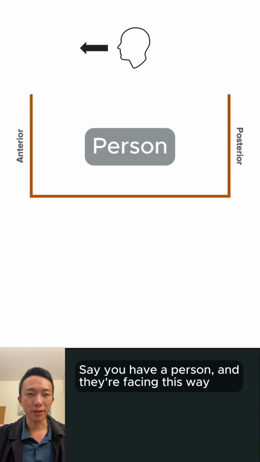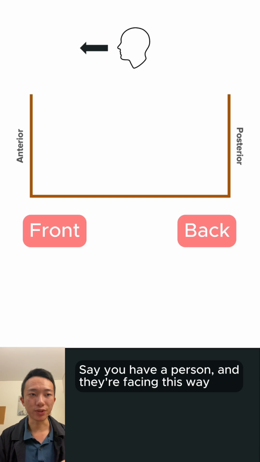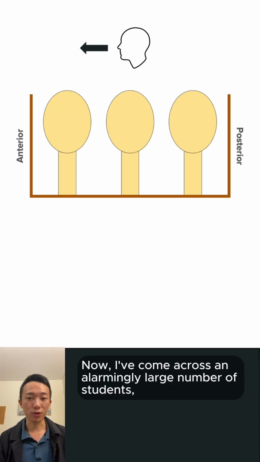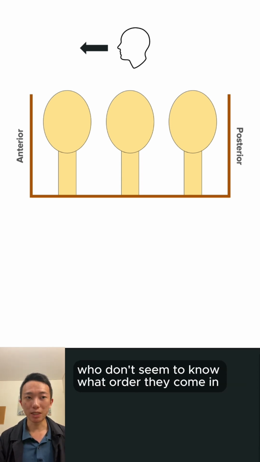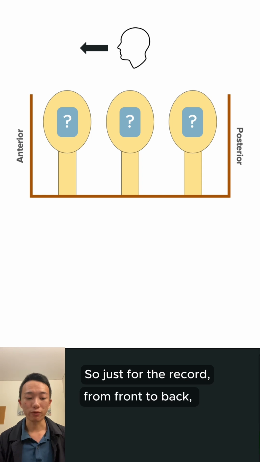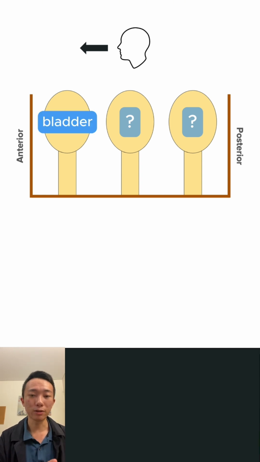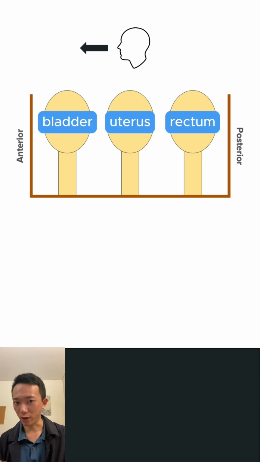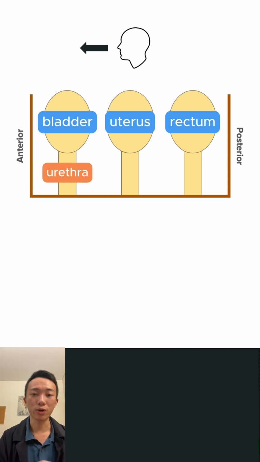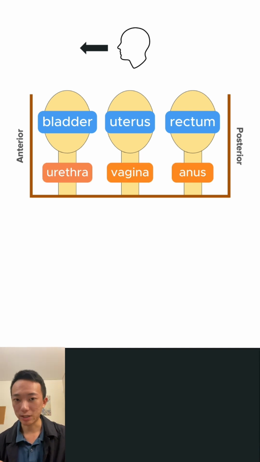Say you have a person and they're facing that way. So this side's the front and those are the 3 organs of the pelvis. Now, I've come across an alarmingly large number of students, mostly men, who don't seem to know what order they come in. So just for the record, from front to back, we've got the bladder, then uterus, and then rectum. And the passages that connect them to the outside are the urethra, vagina, and anus in that order.